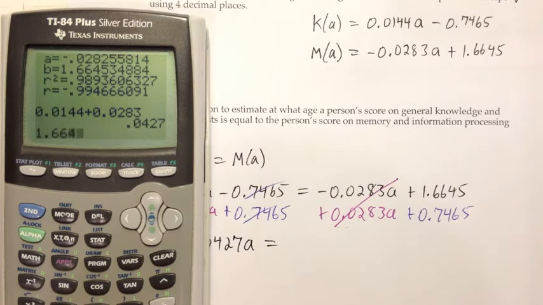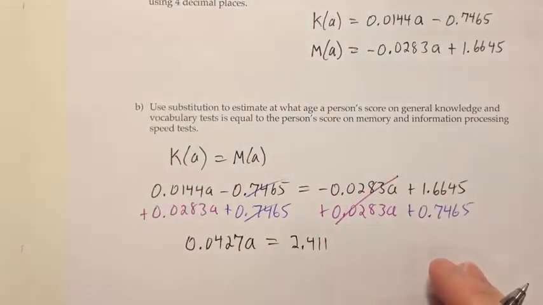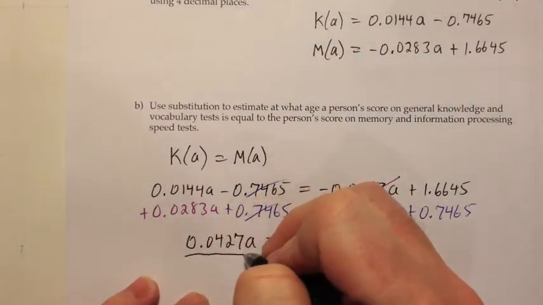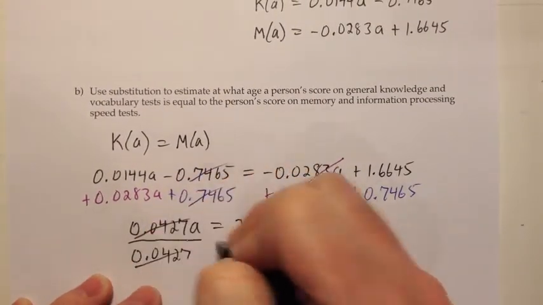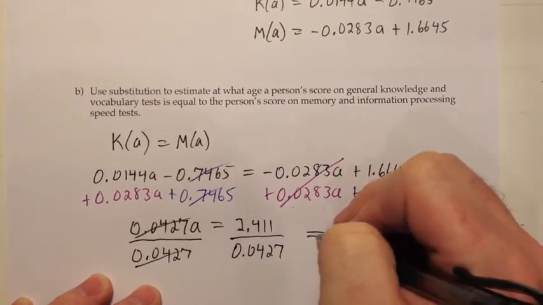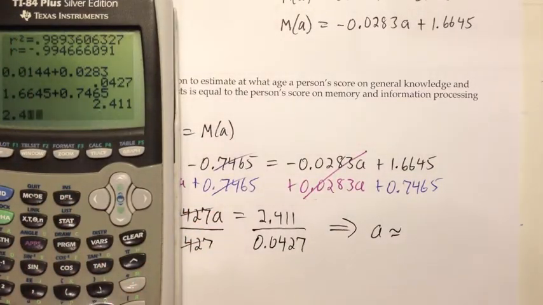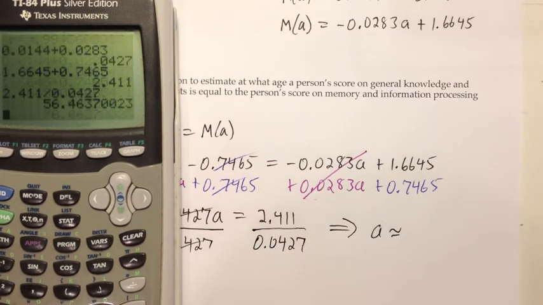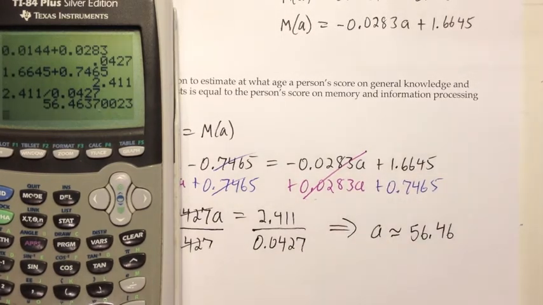So 1.6645 plus 0.7465 is 2.411. And I want to solve for a. So I divide both sides by the 0.0427. That cancels this off here. And I need to divide on the other side also to balance. And I get a is approximately, and let's do the math on that, 2.411 divided by 0.0427 gives me 56.46. So then what is a?